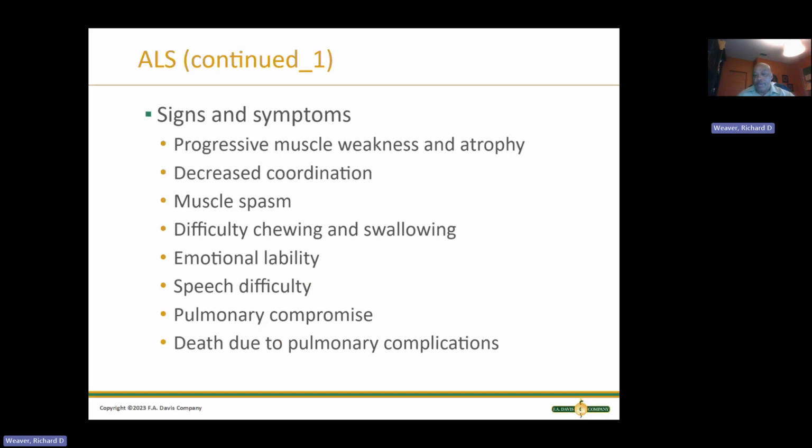Now, ALS eventually leads to death, usually from respiratory complications such as atelectasis, which means the collapse of the alveoli in the lungs. Also, respiratory failure along with pneumonia can occur.